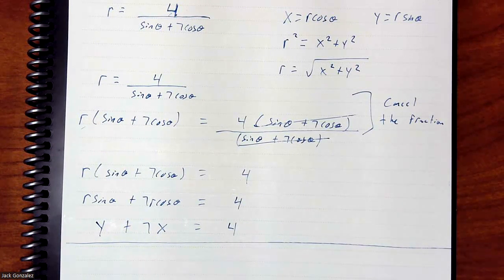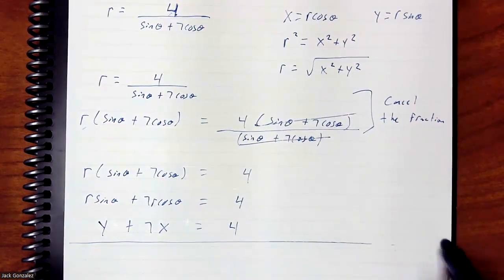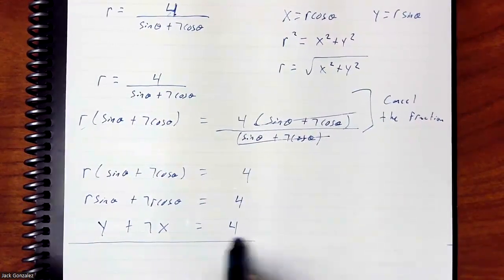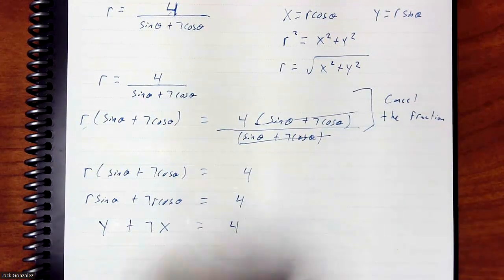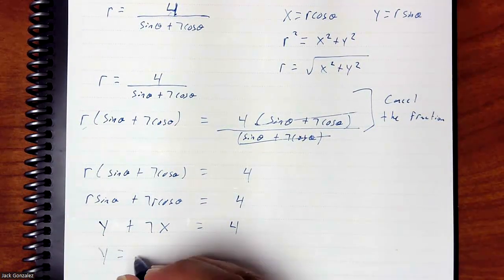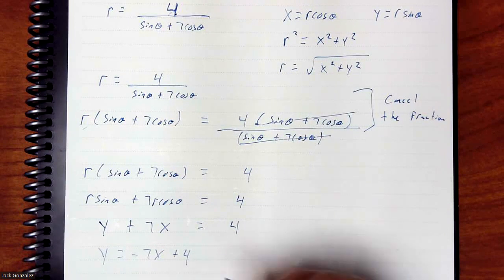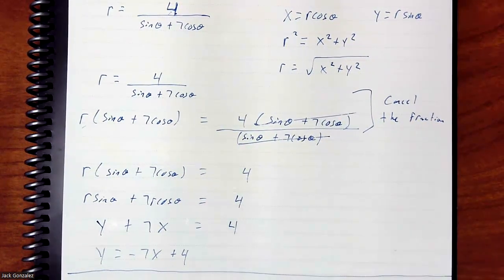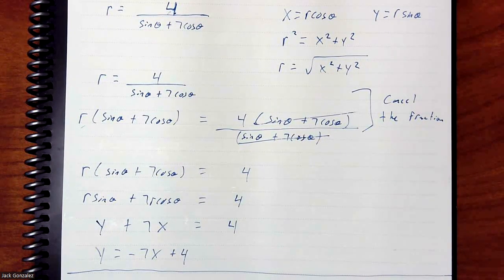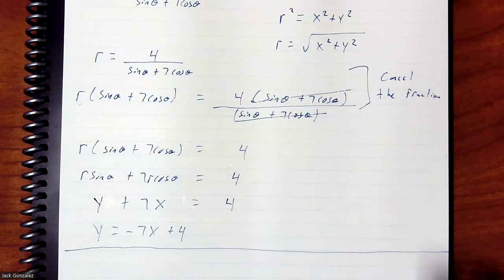Well, I guess we should solve for y, technically. That's a good point. We could subtract the 7x. I think that this is a little better. If you can solve for y, go for it. But if not, if it's all complex, just leave it alone. Anyway, that's pretty much it for 8.3.